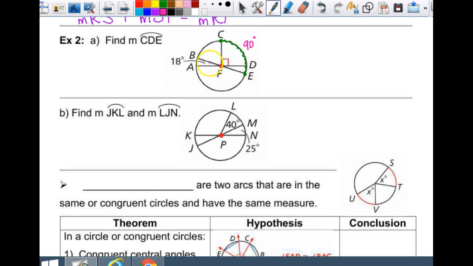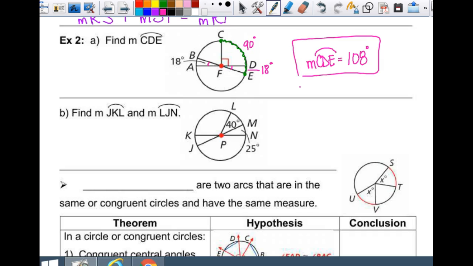18. Because this angle is 18, so this angle is 18, because they're what type of angle pair? Vertical angles. And then since this angle is 18, that means this arc is 18 degrees. So I have the two pieces, and I can just add them together, and the measure of arc CDE then would be what? 108. The popular number of the day.